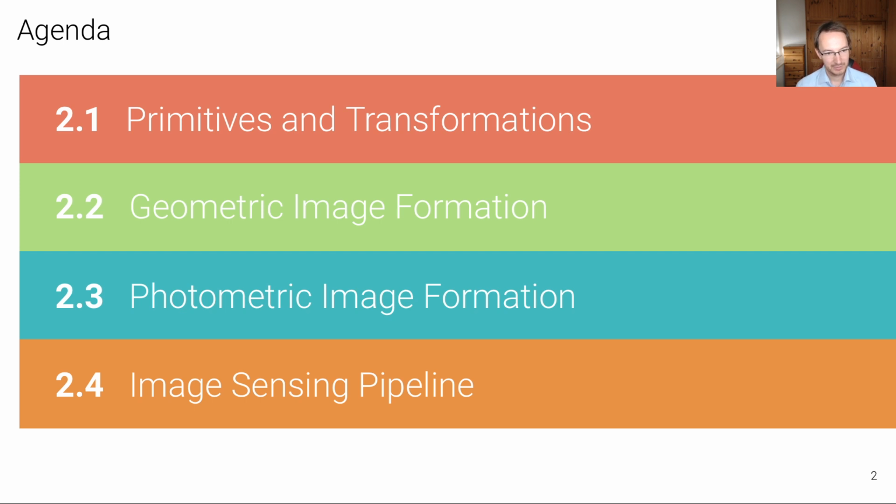In the second unit, we're going to discuss the image formation process from a geometric perspective, how geometric features are projected geometrically onto the 2D image plane. In the third unit, we'll then move on to the photometric image formation process, how light actually changes while traveling from the light source to the camera. And then finally, we're going to also have a look at how the image is then processed inside the camera and stored in the camera.